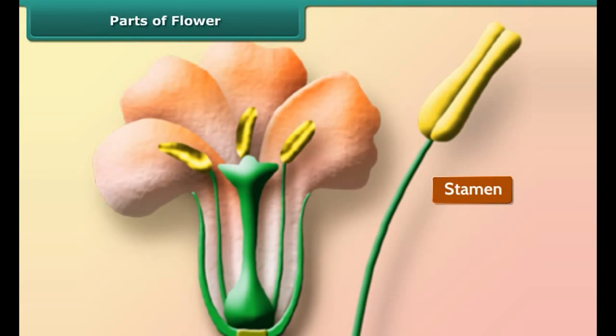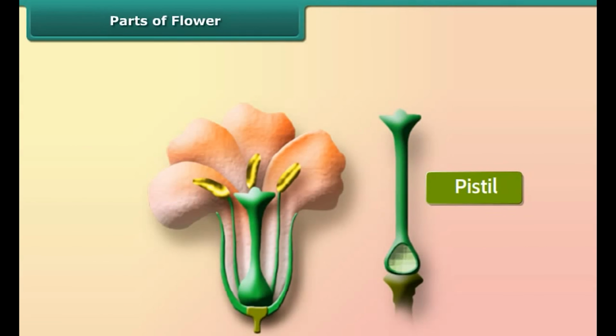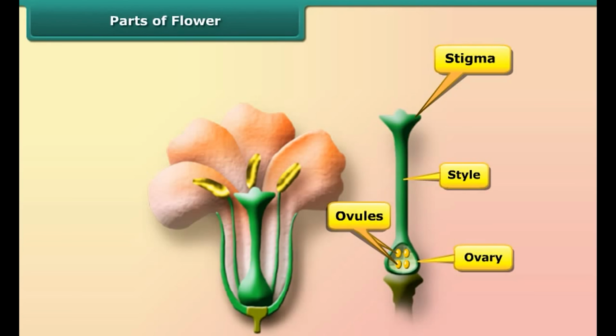The stamen has two parts, anther and filament. The anther is generally yellow in color and carries the pollen. It is held up by a thread-like part called a filament. The pistil has three parts, stigma, style, and ovary. The stigma is the sticky surface on the top of the pistil. It traps and holds the pollen. The style is the tube-like structure that holds up the stigma, and the ovary contains the ovules.